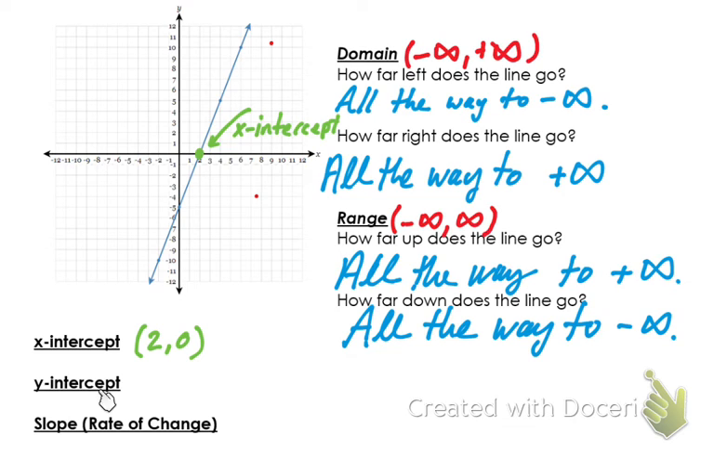So now we're looking at the y-intercept. Well, that's where the line's going to cross the y-axis. So here's your y-axis. Where does the line cross the y-axis? Right there. We'll put a dot there. Let's highlight that, and then write down the coordinate where the line actually crosses the y-axis. Okay? And then finally, we have the slope or the rate of change.